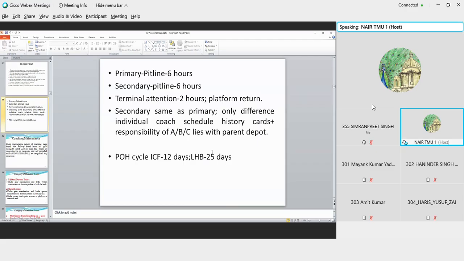Okay. So as I told you, the difference between primary and secondary is that the coach schedule history cards and the responsibility of ABC schedule lies with the primary depot. Now we run around 13,000 passenger trains across the country.